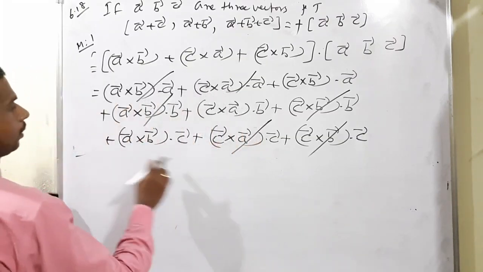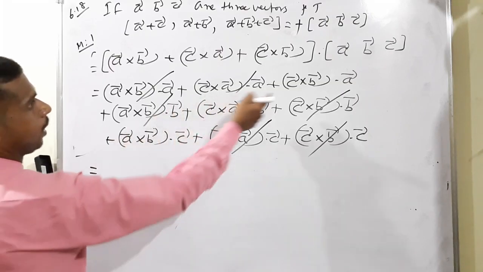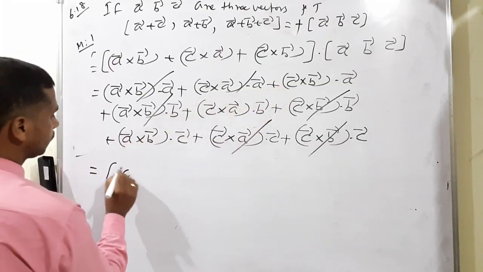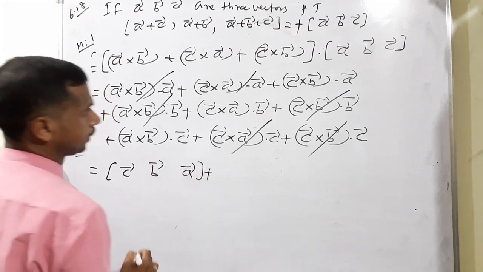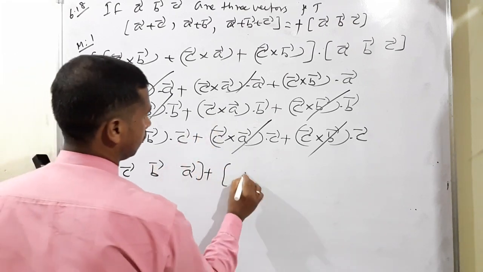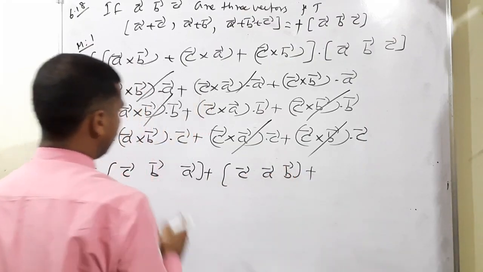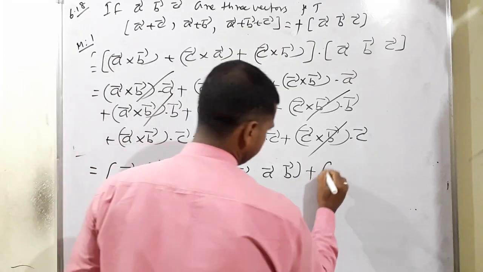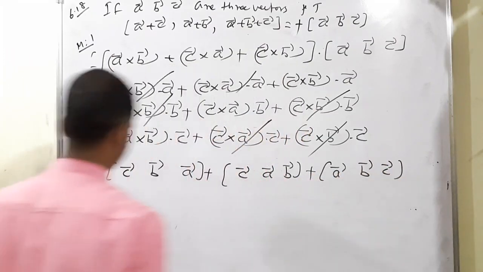The perpendicular part, that's why I cancel it. Then what is the balance remaining? Box product C vector, B vector, A vector, plus here C vector, A vector, B vector. Last one, A vector, B vector, C vector.